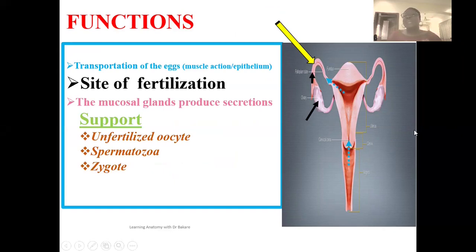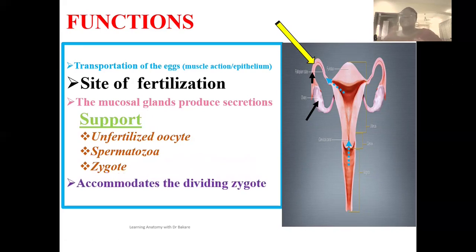So you have mucosal glands within the uterine tube that are responsible for secreting fluid that helps to sustain the unfertilized oocyte, the spermatozoa, and also finally the formation of the zygote. So you see that they are sustained within the uterine tube due to the nutrients that are provided by these secretions. And finally, after fertilization, the next process is implantation. But we say that implantation also does not occur within the wall of the uterine tube. It occurs in the uterus.